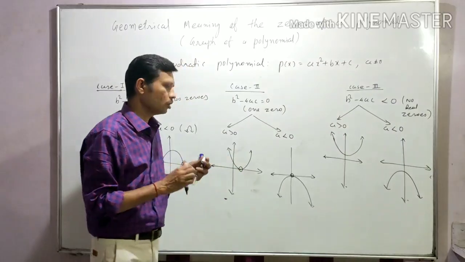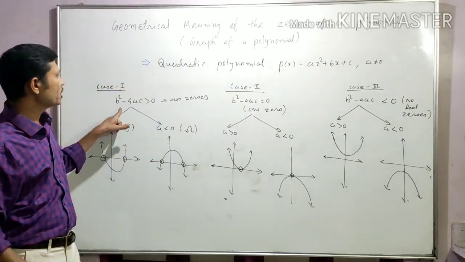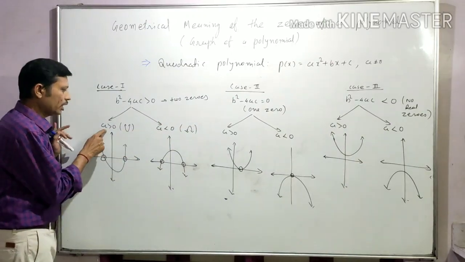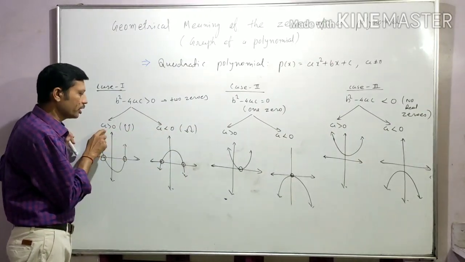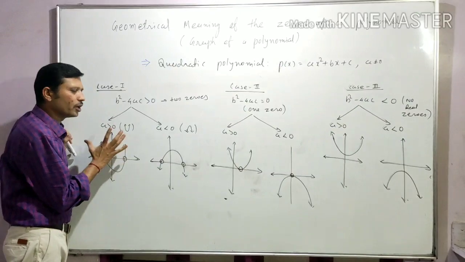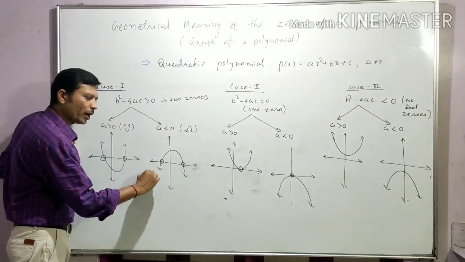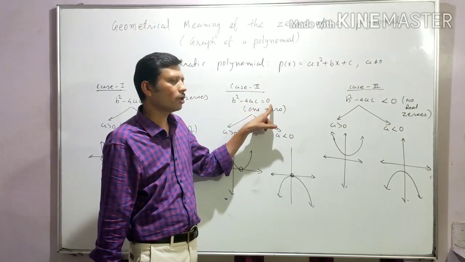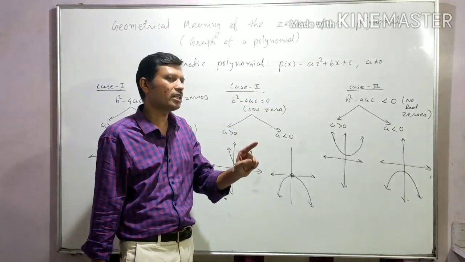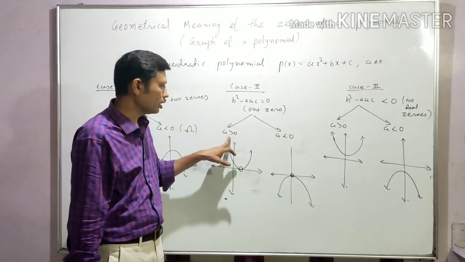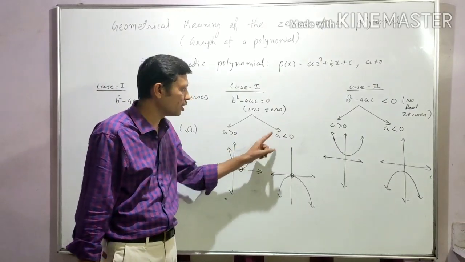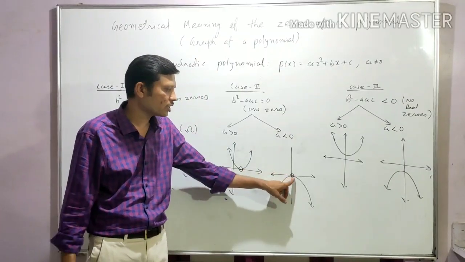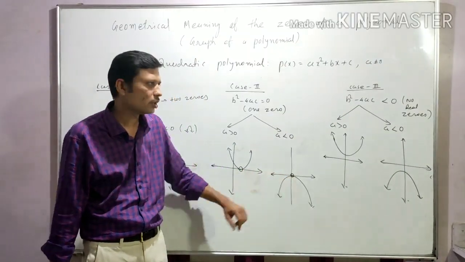Now understood, right? If b square minus 4ac is greater than 0, we have two real zeros. If a is greater than 0, the graph is a parabola upwards, and a less than 0, parabola downwards. If b square minus 4ac is equal to 0, that means only one real zero is possible, and in the case of a greater than 0, parabola upwards, and a less than 0, parabola downwards. Here you can see with the x-axis only one intersection point is there.